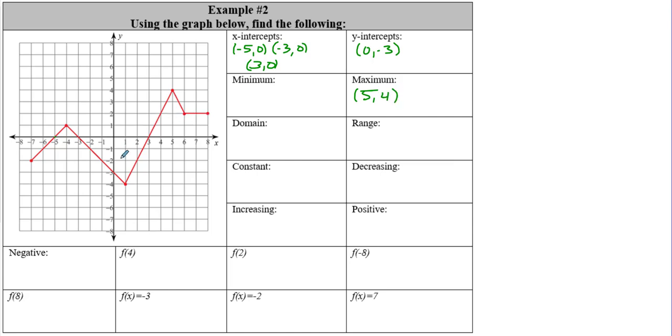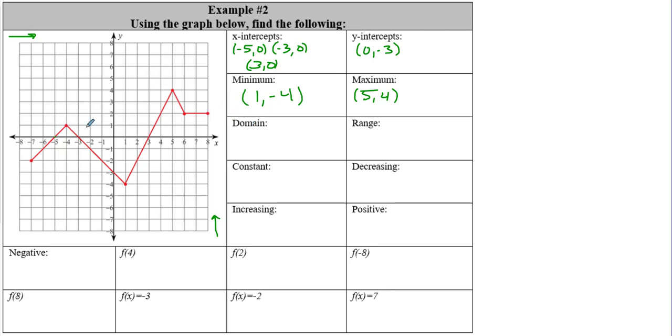Okay, and then for our minimum, we want to look at our lowest point. We got a low point here, but this is even lower. So this point is (1, -4). And remember, our graph will read from left to right for the domain, and then the range we read from bottom to top. So left to right, bottom to top.